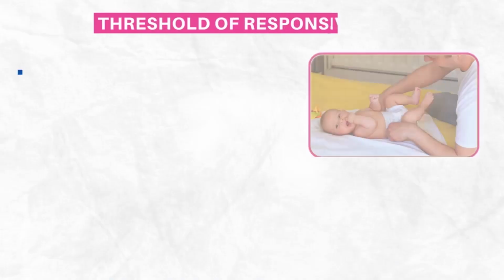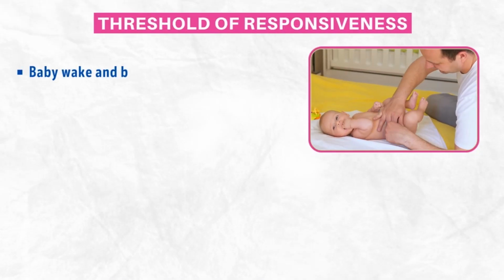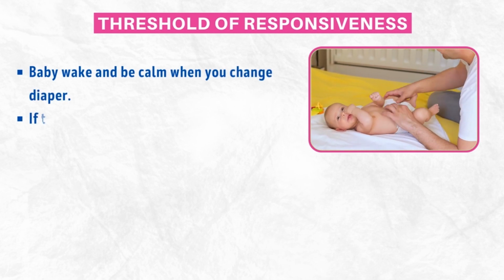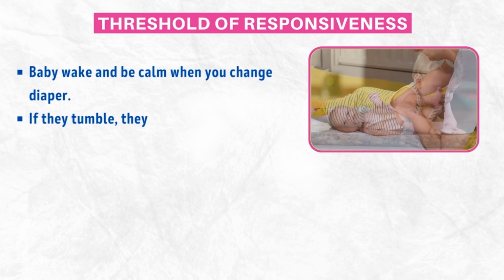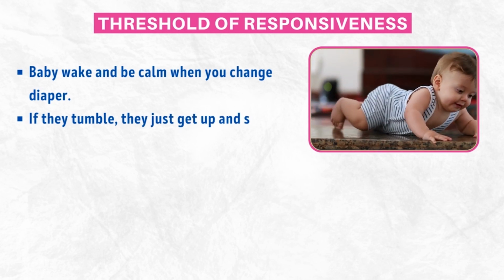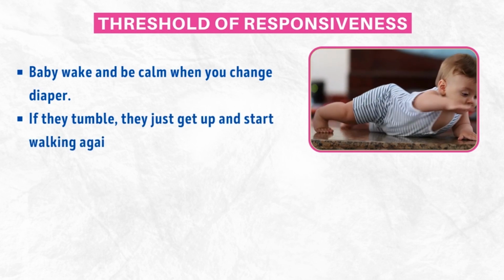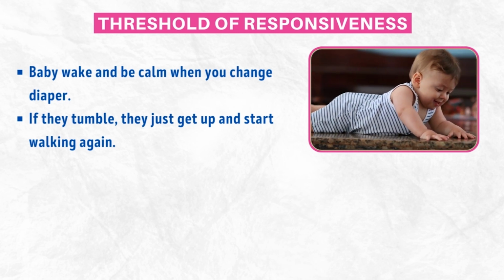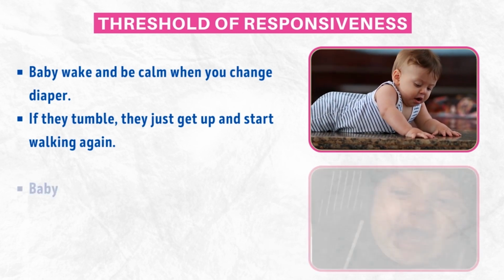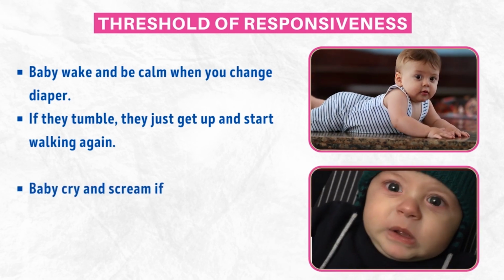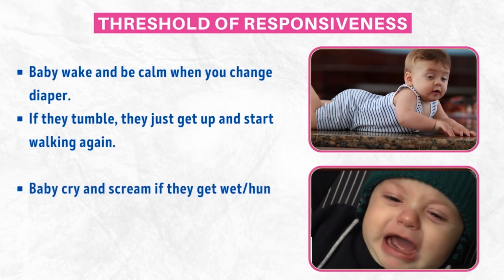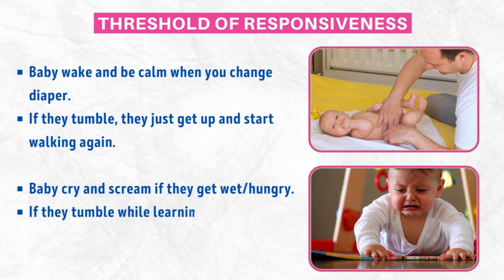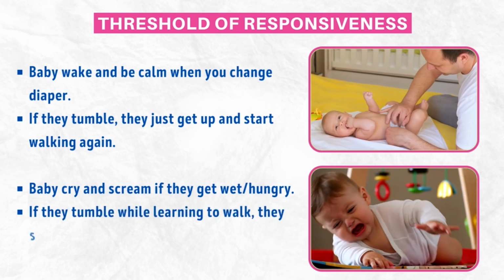So physically, when we see a child, we look at the threshold of responsiveness. If the threshold of responsiveness is very low, it means the child reacts very hyper to stimuli. Like if you hug the child and the child aggressively says, "No, don't hug me," that means the child's threshold of responsiveness is very low. A small stimulus can evoke a big reaction in this child.